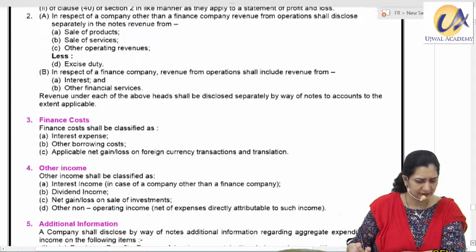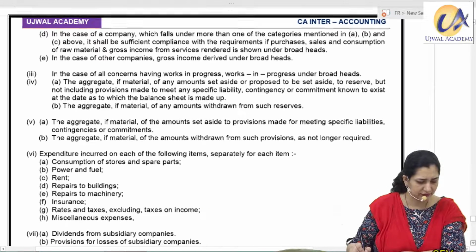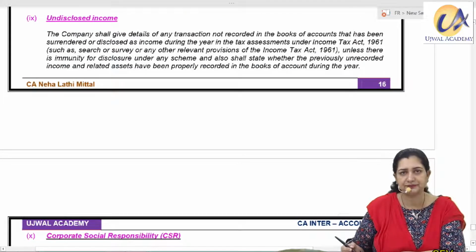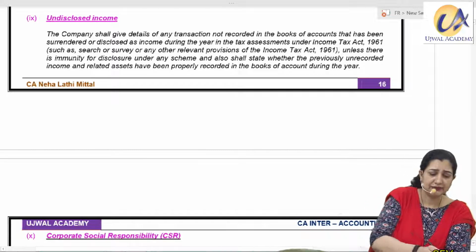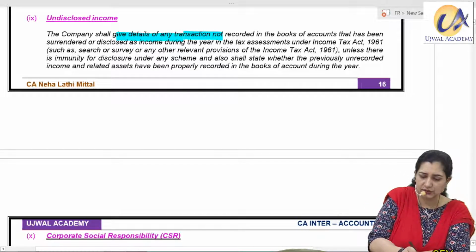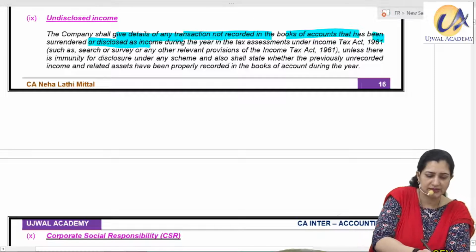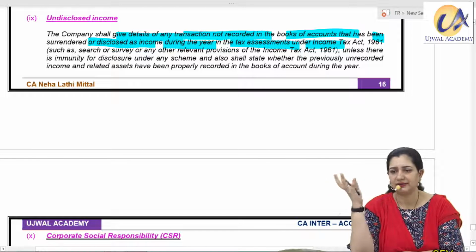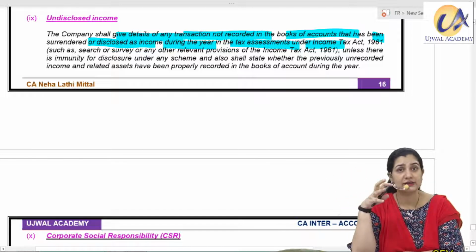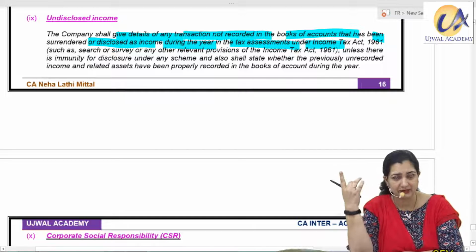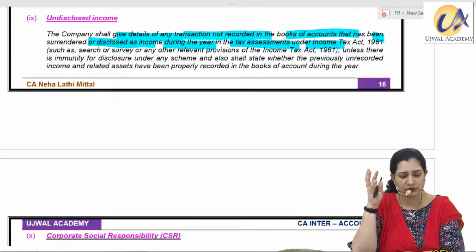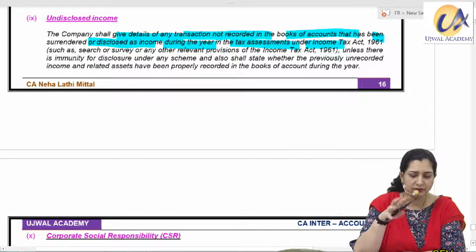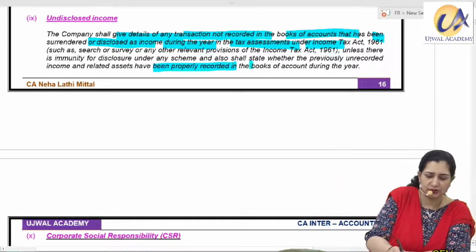All over. Same, everything. Additional some points we have got. See here. Point number 9. Undisclosed income. What is this undisclosed income? Give details of any transactions not recorded in the books which have been now disclosed as income during the year for the tax assessments which have happened. When some tax assessment, some unrecorded, undisclosed income came in picture in the tax part, then we also have to disclose here that why it was not shown earlier. Now it has come. So whether it is properly recorded in the books or not, we have to give it here. Has it been properly recorded or not?